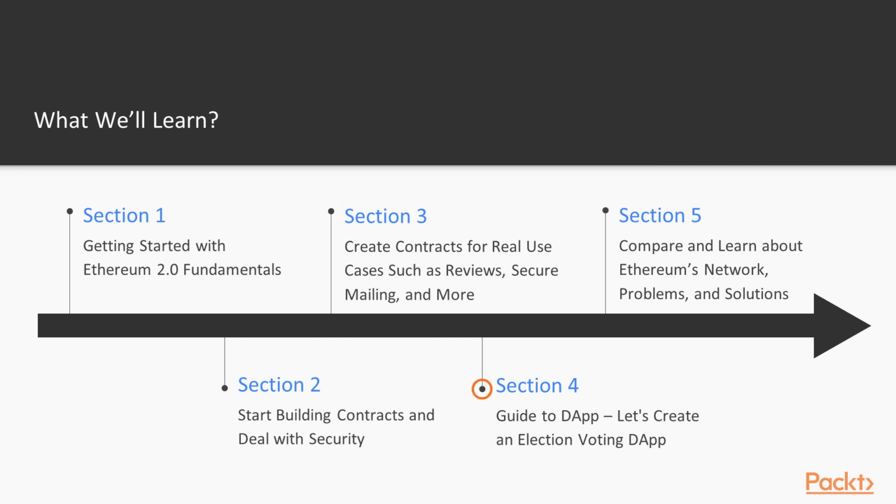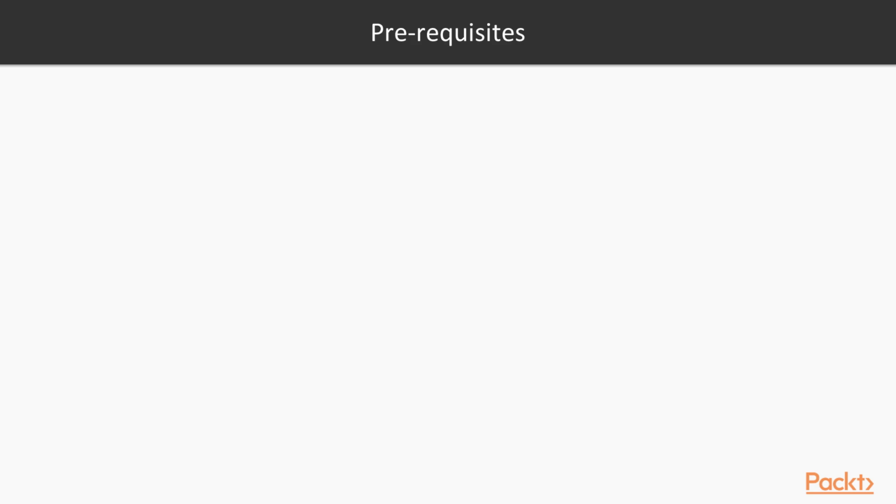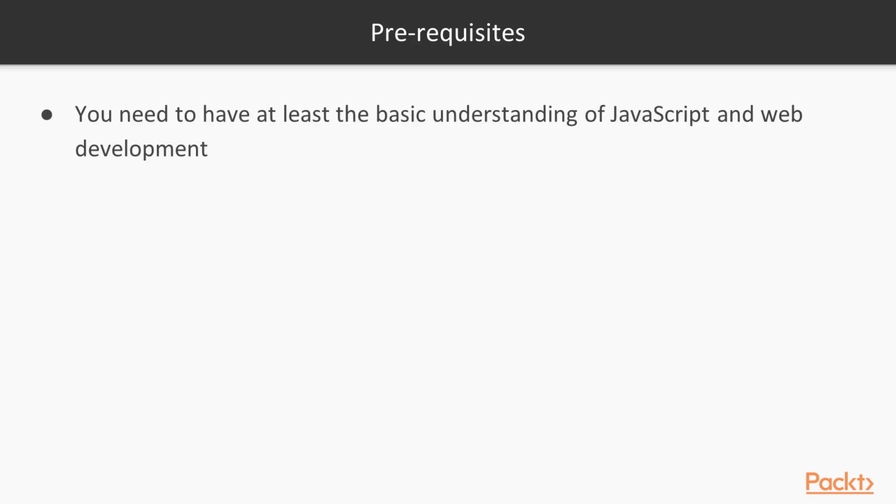In the fourth section, we will look into decentralized applications, what the process flow is, and how to create one from scratch. We will also create an election voting DApp just to know the flow and understand how a DApp is created. Finally, in the fifth section, we will compare and learn Ethereum's network problems and the solutions currently proposed, and the people who proposed the solutions.